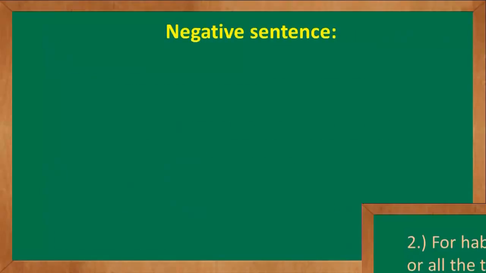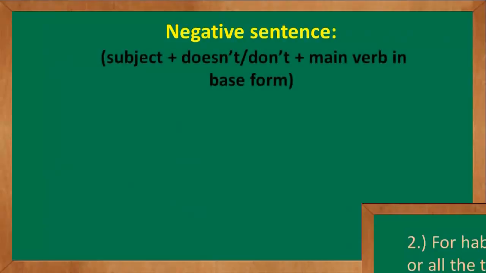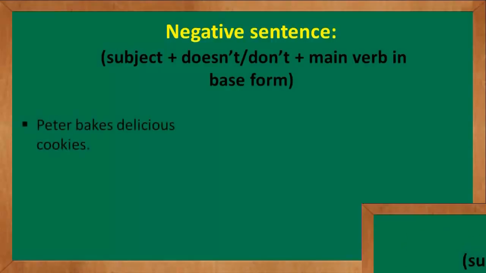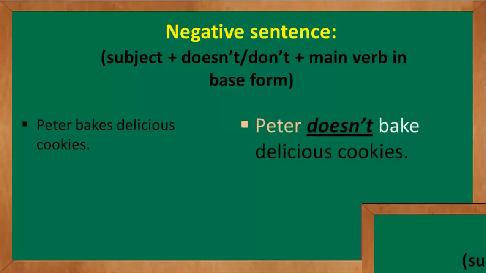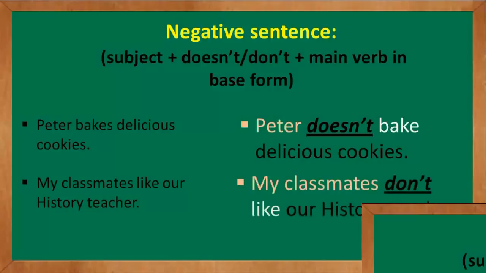For the negative sentence, the pattern is subject plus doesn't or don't plus main verb in base form. Examples: Peter bakes delicious cookies. Peter doesn't bake delicious cookies. My classmates like our history teacher. My classmates don't like our history teacher. If you notice, the main verbs in these sentences are all changed into their base form, bake and like.